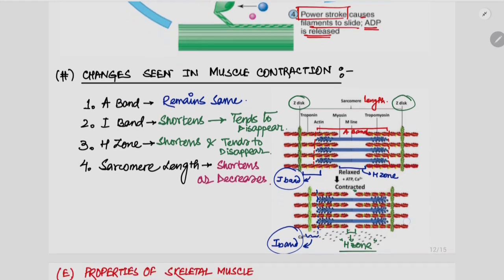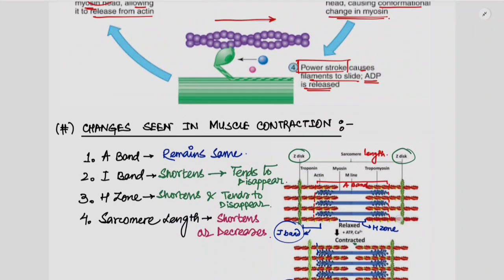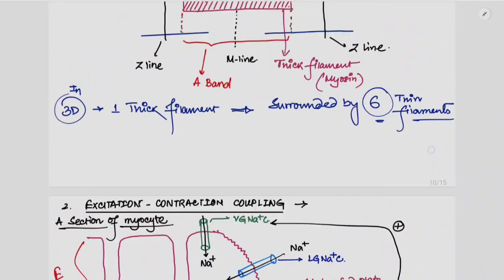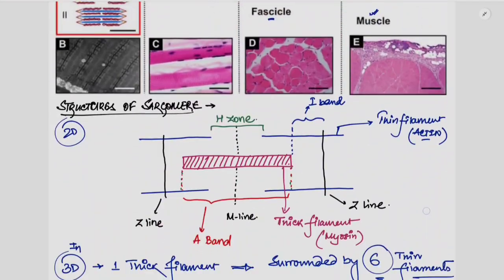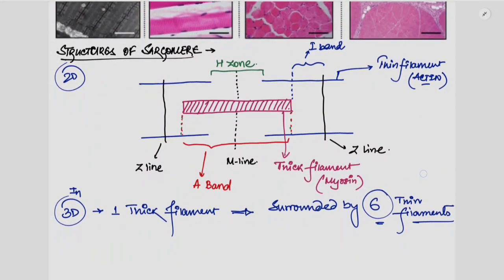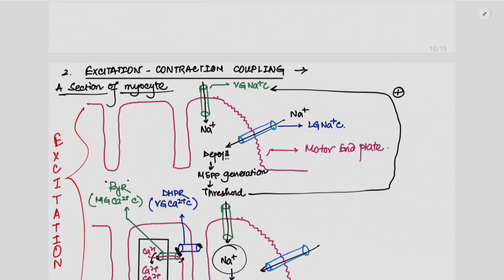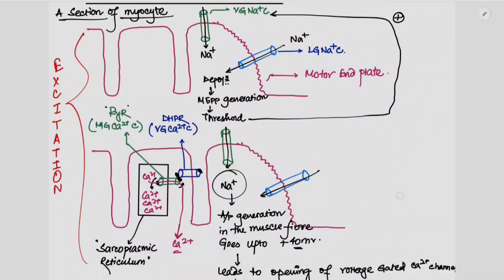Right? So these are the main concepts regarding muscle contraction. Here we read about the hierarchical structure of skeletal muscle and the structures of the sarcomere. Then we will thoroughly read about excitation-contraction coupling. It is a very important question and a very important short note in the exam, and a very important concept also.